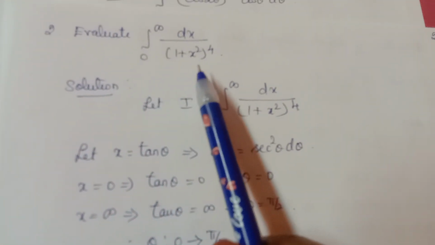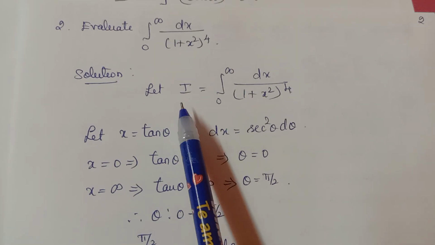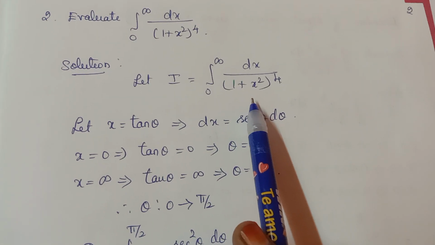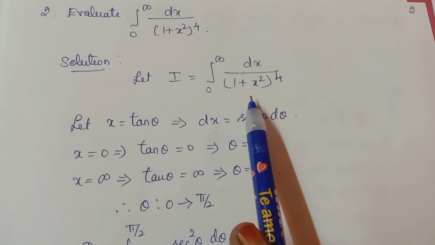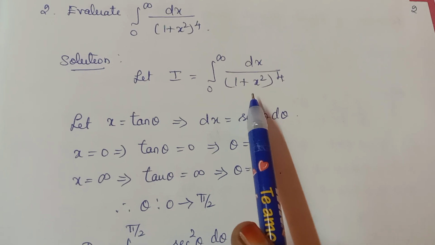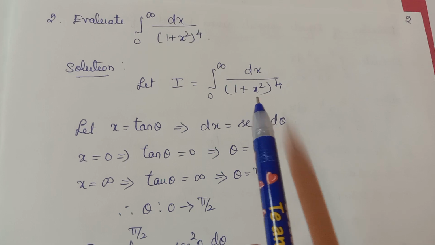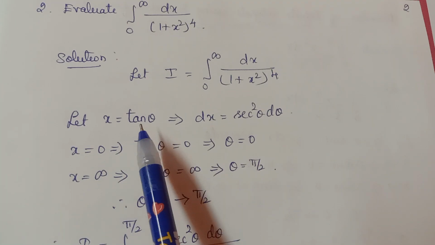Evaluate integral 0 to infinity dx by (1 plus x square) the whole power 4. So let me take I is equal to the given integral. See, here you have 1 plus x square. In the previous problem you had a square minus x square. Whenever you have subtraction, you can take x is equal to either sine theta or cos theta. Both will work. When you have 1 plus x square, tan theta will be the best choice.